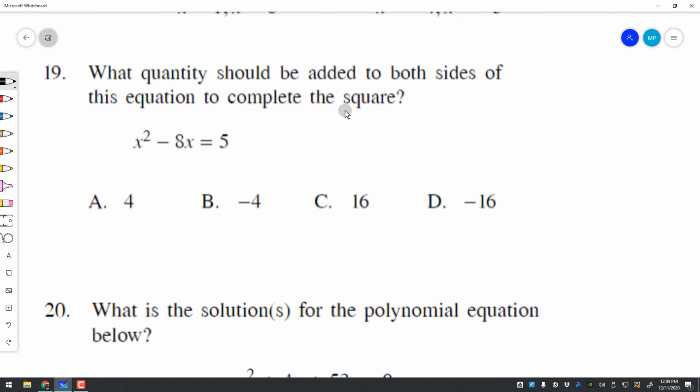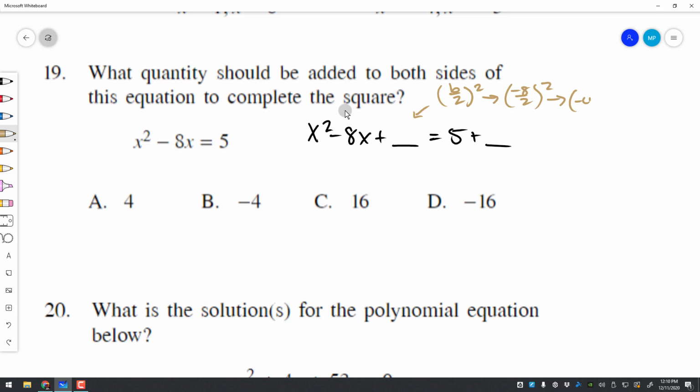19, which quantity should be added to both sides to complete the square? So if you remember completing the square, we move that constant, in this case the 5, to the other side, which was already done. And then we set up a blank on each side. And to complete our square, we needed half of the middle term, half of b, which in this case is negative 8, squared. So half of negative 8 is negative 4, and negative 4 squared is 16. We would need to add 16 to both sides to complete our square.